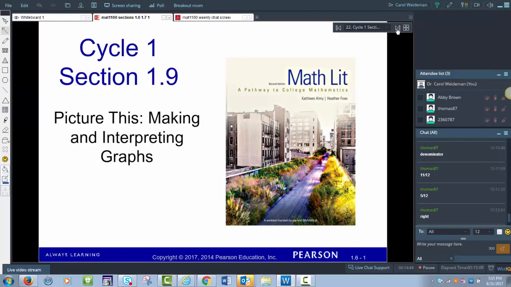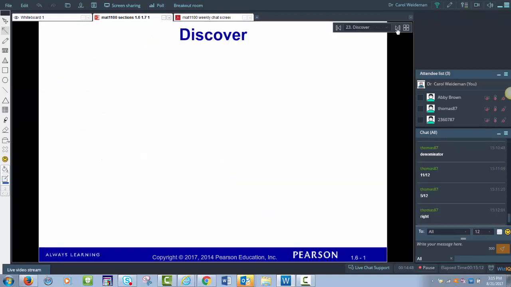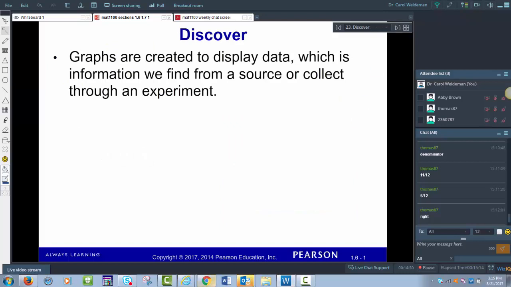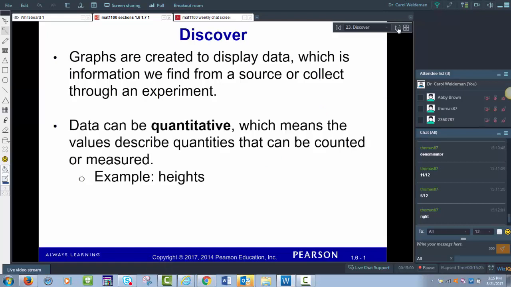All right, and then the last section, I think, which is kind of a fun one, is making and interpreting graphs. So when graphs are used to display data, and when we move to the next cycle, you'll see in statistics we use a lot of graphs. And you want to display the information so people can really understand what the information tells you.